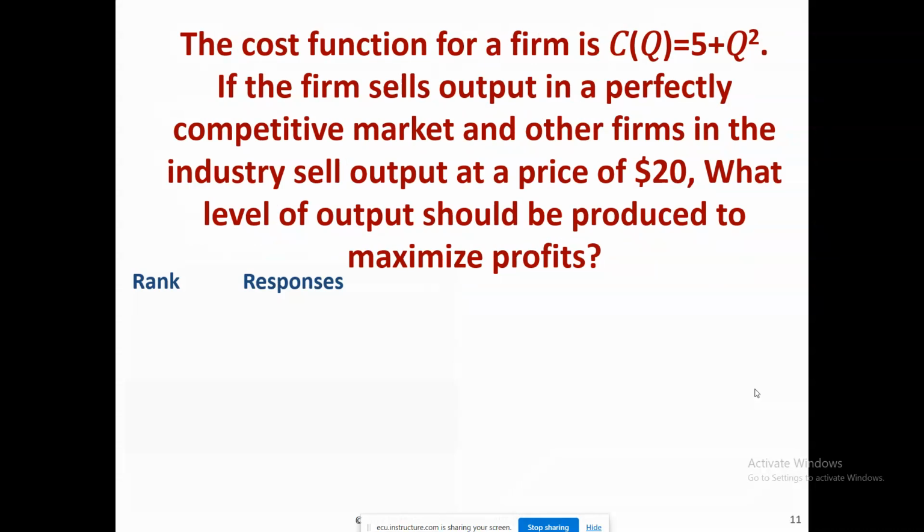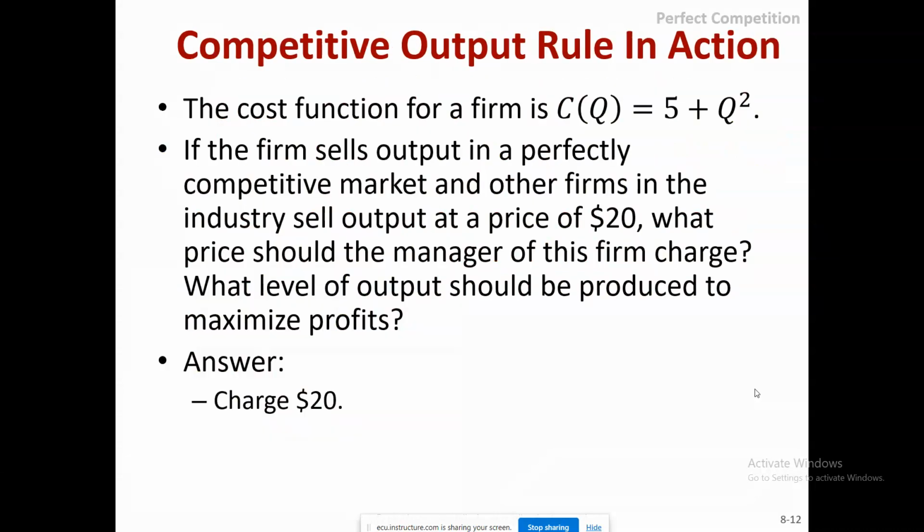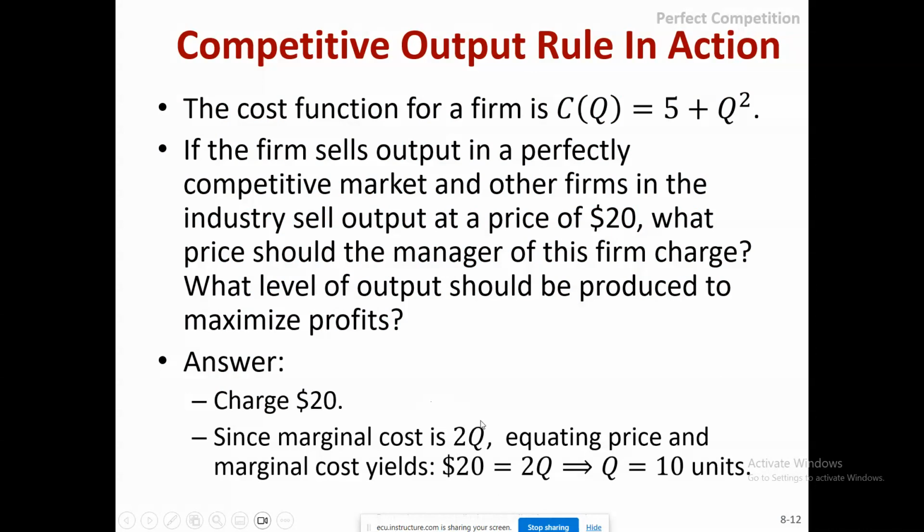Next question. It asks the optimal output that maximizes profits. Again, please pause and try. All right. We need to figure out the marginal cost and make it equal to price. So we take the derivative of the total cost function with respect to output Q. We get the marginal cost, that is 2Q. Equating price and the marginal cost yields 20 = 2Q. Output is 10 units.